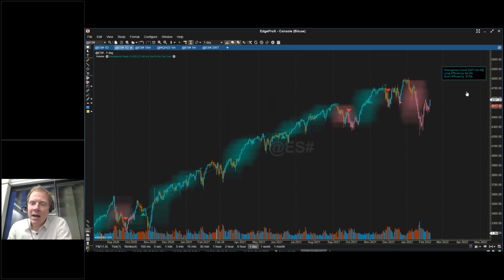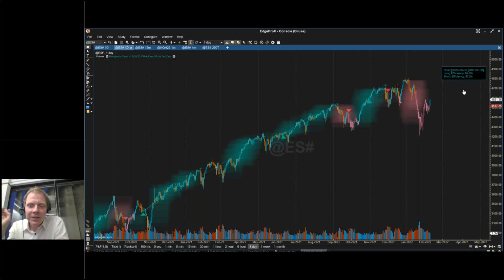And you can see here that for Divergence Cloud, it tends to work quite nicely, at least historically speaking, in the long direction. And we had some really nice trades here, but not so well on the short direction. And to me, this is an interesting observation. Maybe not so interesting because it's the S&P 500 and you would expect quite a bit of difference here between the long and the short direction.